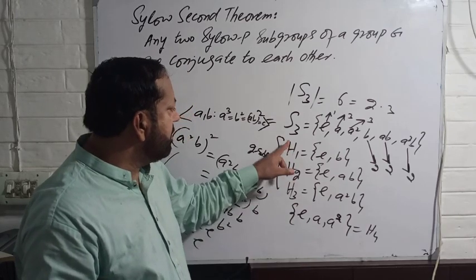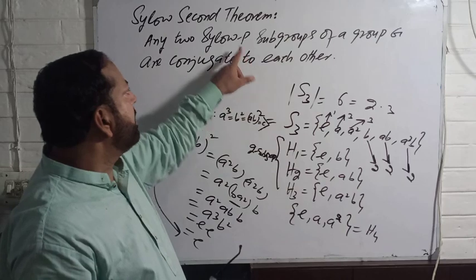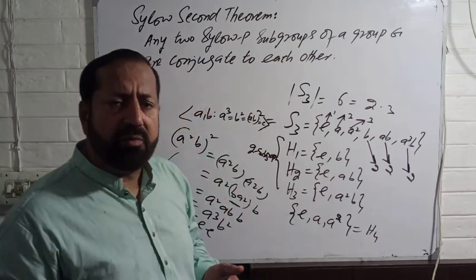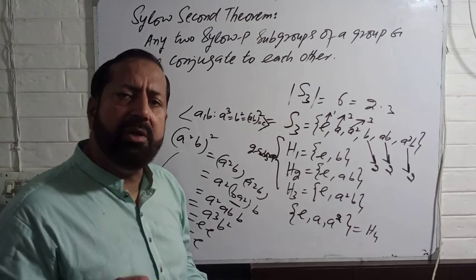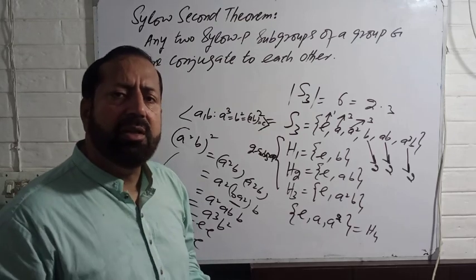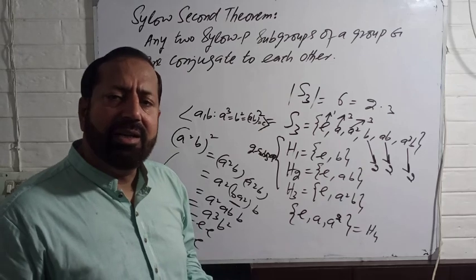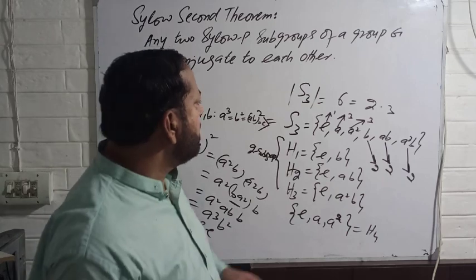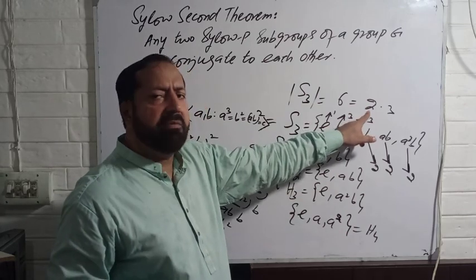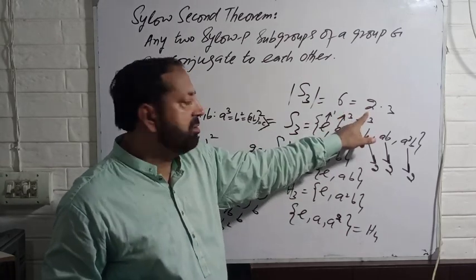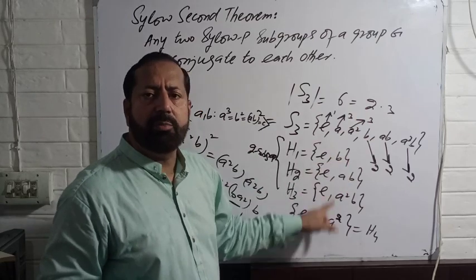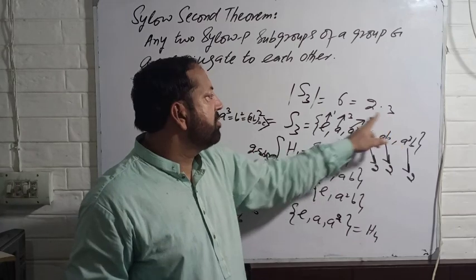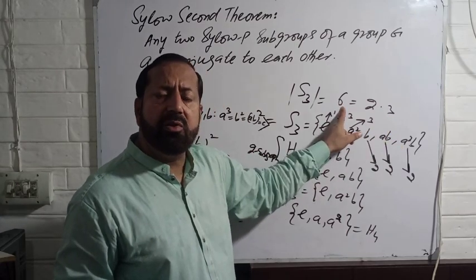So you see that with respect to this theorem, first we are using the Sylow first theorem. Sylow first theorem says that if a prime P divides the order of a group G, then G must have at least one Sylow P subgroup, right? So since 2 is a divisor of 6 and it is a prime number, you have Sylow 2 subgroups in S3. And 3 is also a divisor of 6, so that's why you have a Sylow 3 subgroup.